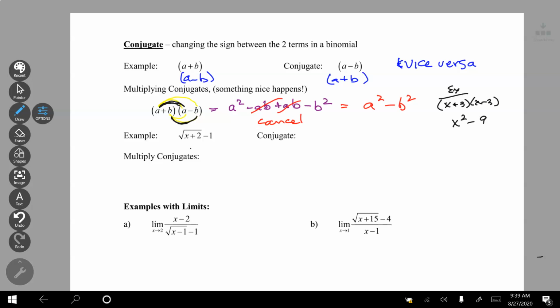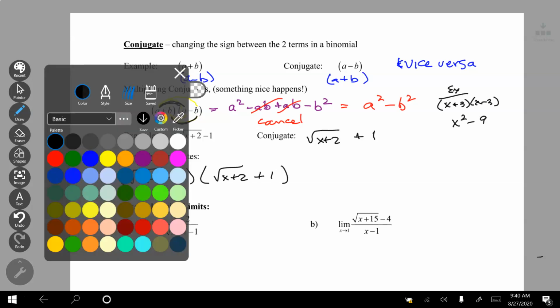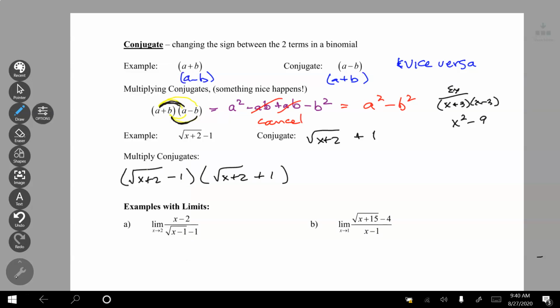So for this example, if I have the square root of x plus 2, then minus 1, its conjugate is the square root of x plus 2 plus 1. And now I'm going to multiply these conjugates. So I'm going to do parentheses square root of x plus 2 minus 1, parentheses square root of x plus 2 plus 1. I don't really have to multiply all four terms. I just really need to do these first two terms and these last terms.